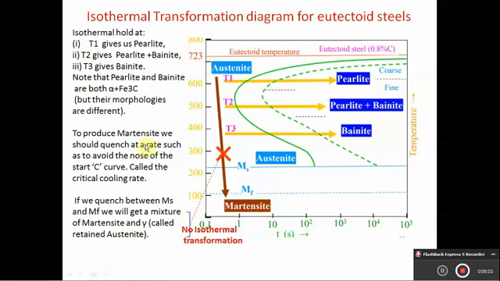To produce martensite, we should quench at a rate such as to avoid the nose of the C-shape curve. This region indicates the C-shape curve, the nose of the TTT diagram. It is called the critical cooling rate. This dark brown line indicates a rate of cooling which is more than the critical cooling rate, and this line will be the critical cooling rate. If we quench between martensite start and martensite finish, we will get a mixture of martensite and austenite called retained austenite. Retained austenite is untransformed austenite which is yet not transformed.